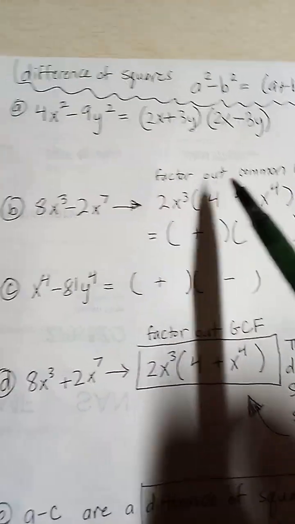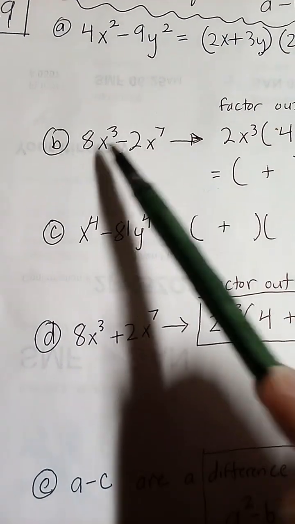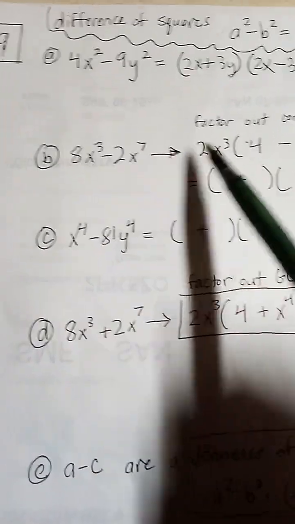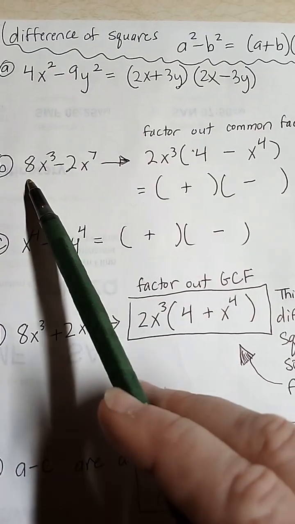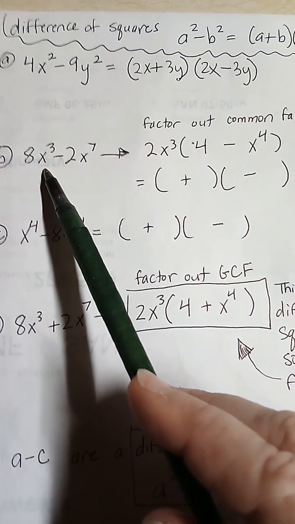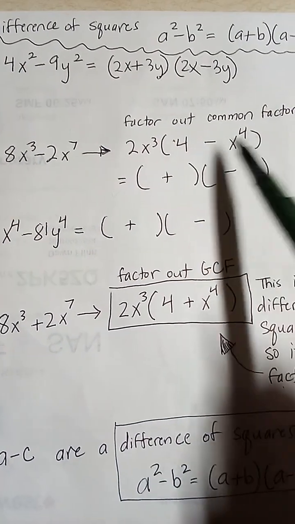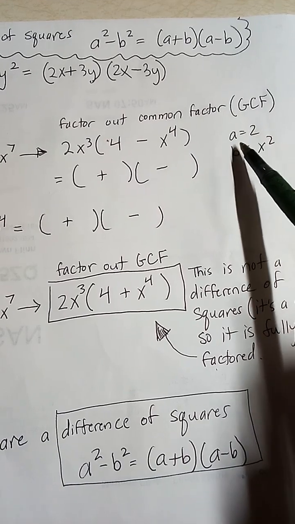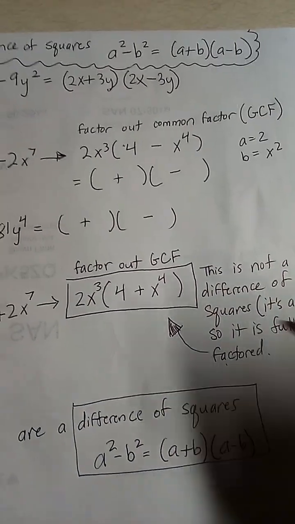So basically you can just look right here, take the square roots, and write them in the blank spots. Okay, this next one is not super obvious as a difference of squares because x cubed is not a square. So the first thing you have to do is factor out the greatest common factor. I'm going to factor out a 2 and an x cubed here, and that leaves me with 4 minus x to the fourth. Now I see that 4 is a perfect square and x to the fourth is a perfect square. The square root of 4 is 2, and the square root of x to the fourth is x squared.